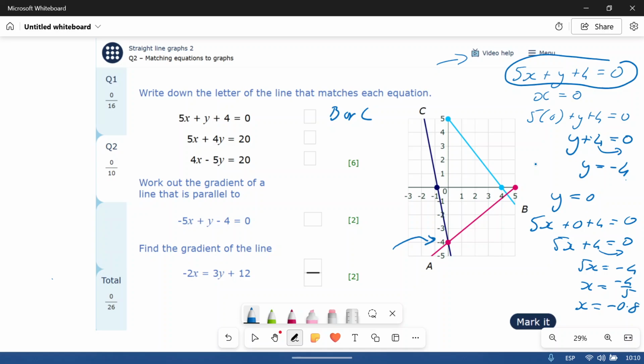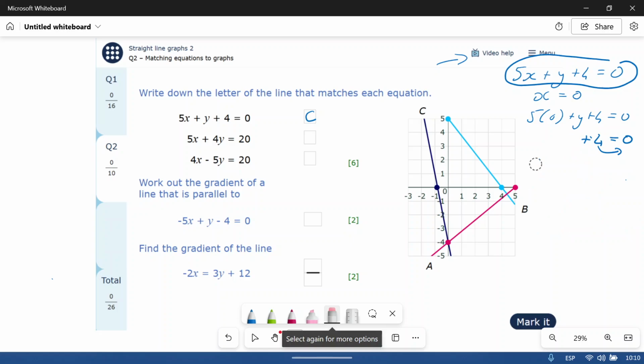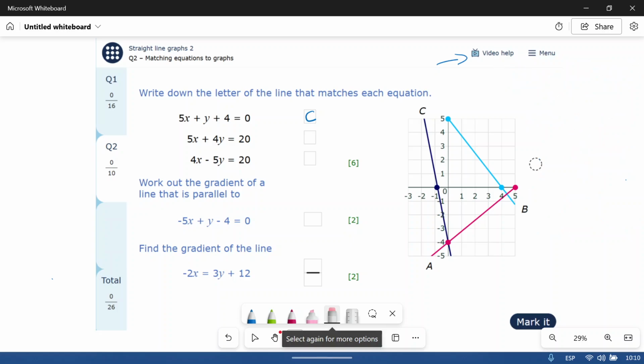So which one goes through minus 0.8? Well, it's not this one, it goes through 5 on the x-axis. It must be this one. You see, that will be minus 0.8. So clearly, my first one is C. Clearly. Okay. So, isn't this easy? It's so easy. Let's do the next one.